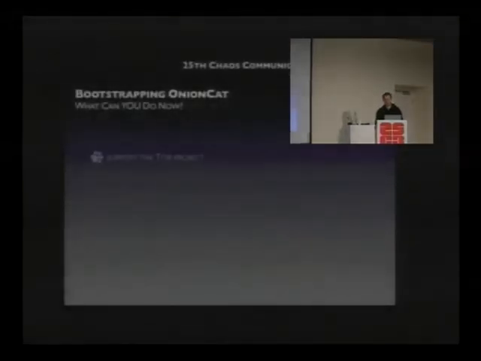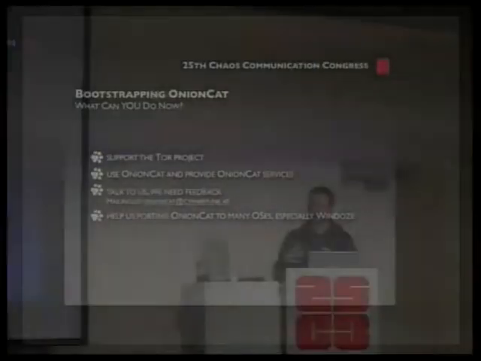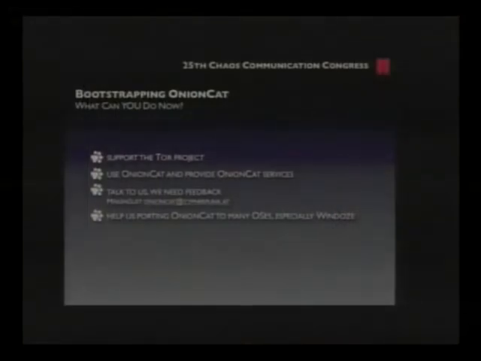What can you do now? The first thing is to support the Tor project. The most important thing is that the more users Tor has, and the more users Tor can use to provide circuits, the more we think the speed will grow as soon as a huge number of people use it. Also use OnionCat and provide OnionCat services. This is very important for the bootstrapping, because the more services are available, the more interesting the whole thing will get for other people.